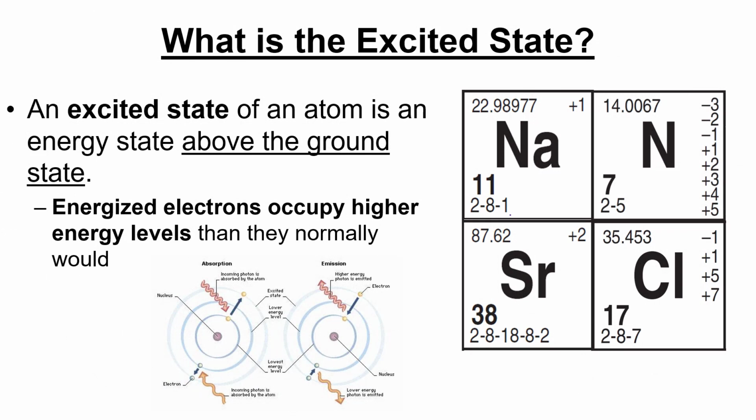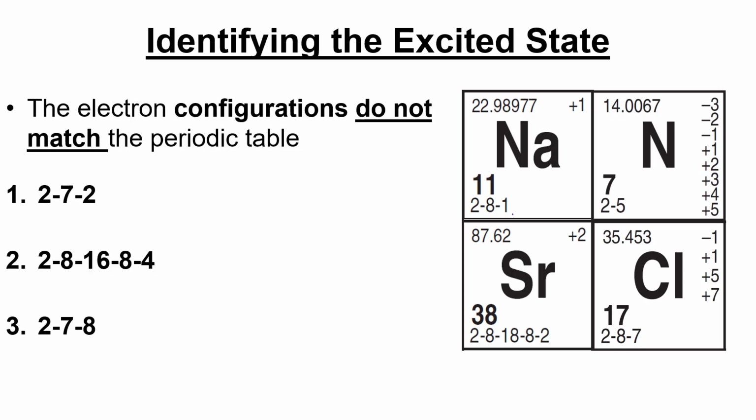Well, the excited state is the opposite of the ground state. The excited state is an energy state above the ground state. And how did it get there? Well, electrons get energized, and they now occupy higher energy levels than they normally would. So any one of these elements that you see here would not have an electron configuration that matches this if it was excited. Check out this example.